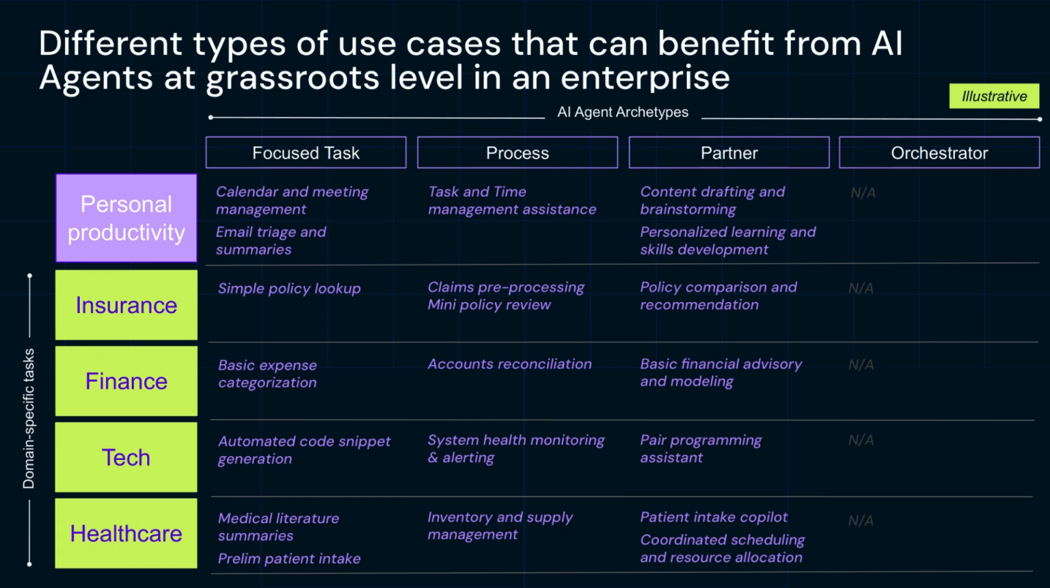So, if you see, there are a variety of use cases under both productivity as well as domain specific. As a leader, the way you need to think about it is what are some of the key use cases that apply to your enterprise, and having them built using AI agents at a grassroots level rather than trying to build them at an enterprise level is where innovation starts off.